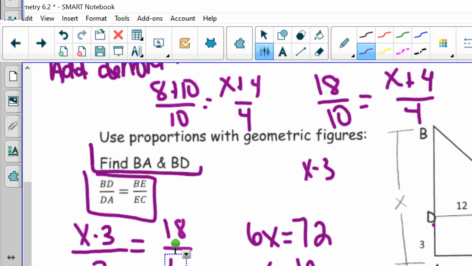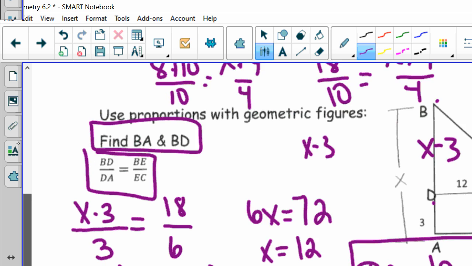So now let's remember, what did they ask me to find? They asked me to find BA. So BA is x, that's what I just found, 12. And it asked me to find BD, which we said was x minus 3, right? So BD, if I do 12 minus 3, I get 9. BA is 12, BD is 9.